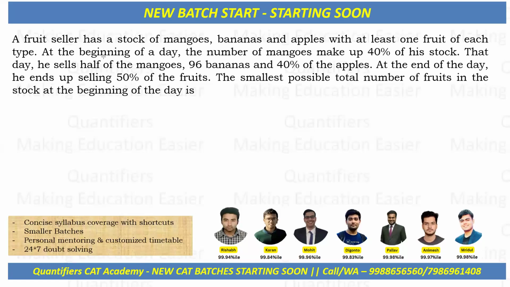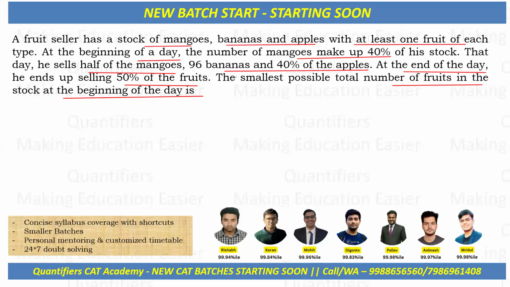Okay, students, so let us look at this question. A fruit seller has a stock of mangoes, bananas, and apples with at least one fruit of each type. At the beginning of a day, the number of mangoes makes up 40% of his stock. That day, he sells half of the mangoes, 96 bananas, and 40% of the apples. At the end of the day, he ends up selling 50% of the fruits. Find the smallest possible total number of fruits in stock at the beginning of the day.